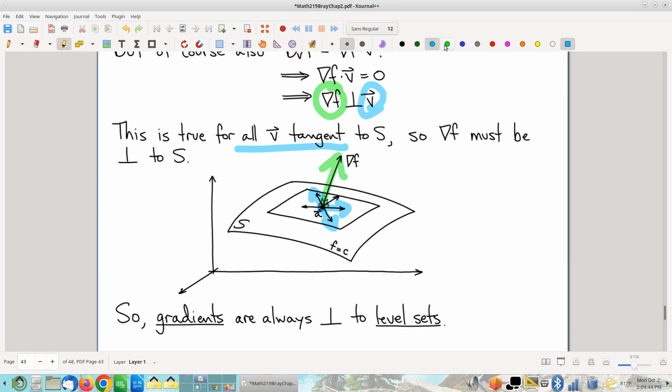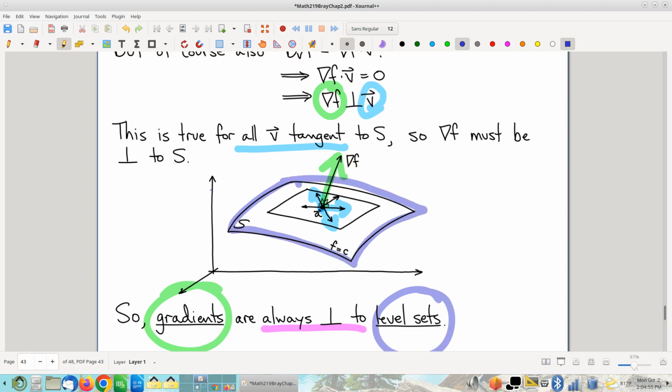Gradients are always orthogonal. I should say perpendicular at this point. Always perpendicular to level sets. Gradients always perpendicular to level sets.